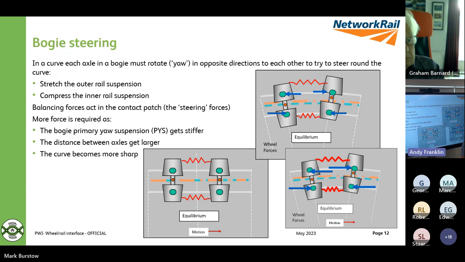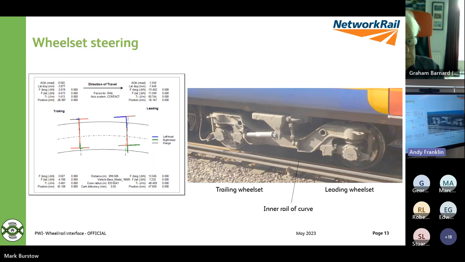Curving on straight track is not a contradiction. And if you're lucky, you can actually see that this really does take place. So this is a result of a simulation of a vehicle going around a curve. You can see that the leading wheel set has moved most towards the outside of the curve and it's got an angle of attack. The trailing wheel set is sat in the middle, and these green and blue lines, which are the forces, are pretty small. It's got the biggest forces.